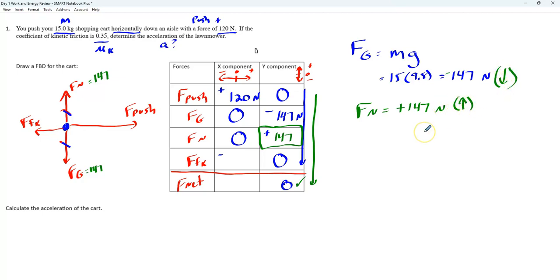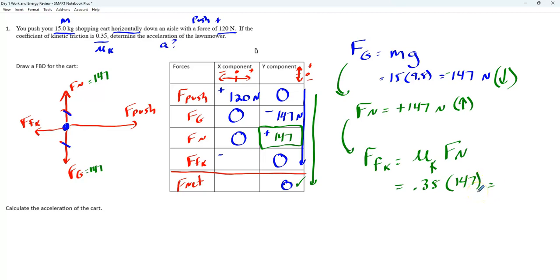Okay. So we figured out our normal force, which is going to lead us to figure out our force of friction. The equation for it is the coefficient of kinetic friction times the normal force. Our coefficient of kinetic friction is 0.35, and our normal force is 147. We multiply those together. 0.35 times 147 is 51.45 newtons. So I'm going to put that in this box. It's negative because it's pointing to the left.